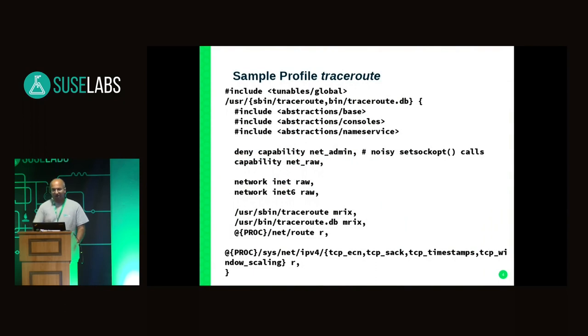You have some include statements, which basically include the global rules. And this is a simple traceroute profile. It'll include some more abstractions. And finally, you have the rules here, which in this case are denying capabilities and allowing only network IPv4 and IPv6 raw packets. And the rest of them are file rules. I'm not going to explain the whole of it. It's best you read the man page for this.